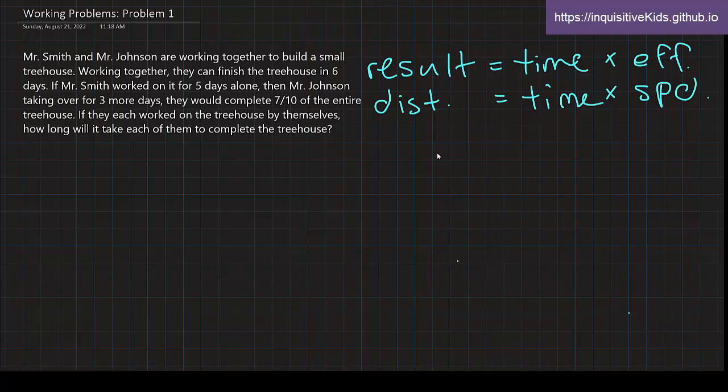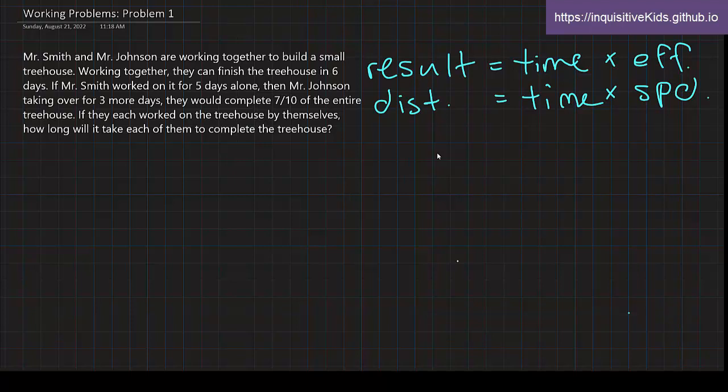So working problems are basically when you have a project or a task that two or more people work on together in different ways, and there's three main values: the result, like what is the progress, how much you did at the end; your time, which is how long it took to complete the task; and efficiency, which is the rate you're doing that task, which is sort of like how many widgets you create per second, right? How many nails you assemble per minute, that sort of thing.